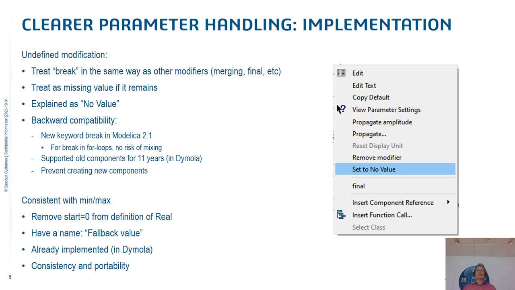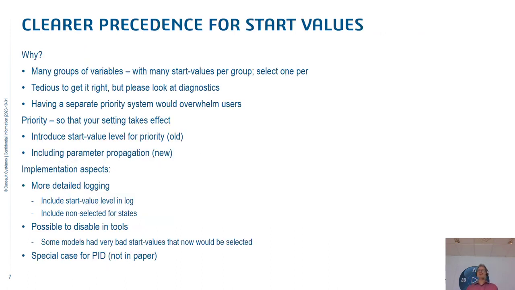But the nice thing is that it's now consistent and portable, and we have a name for it, fallback value, so that people can refer to this. And this was for clear parameter handling, and then we have also improved precedence for start values.